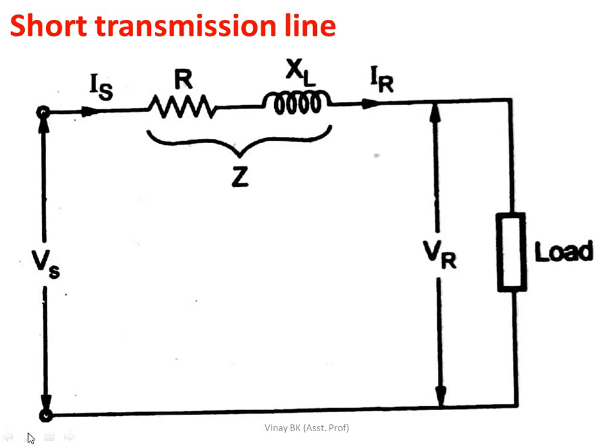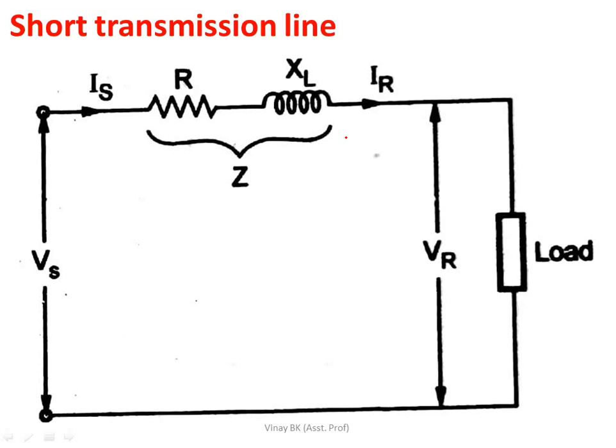Today's session we are going to discuss the generalized circuit constants of a short transmission line. Before going to that, in a previous session, you can go to my YouTube channel, we discussed how to get the generalized constants, that is ABCD parameters, and we discussed the conditions of symmetrical and reciprocal. So now we'll apply that to the short transmission line.